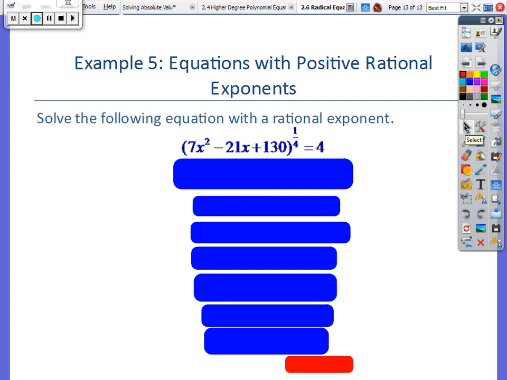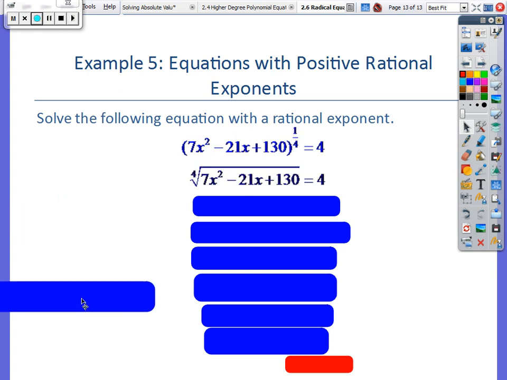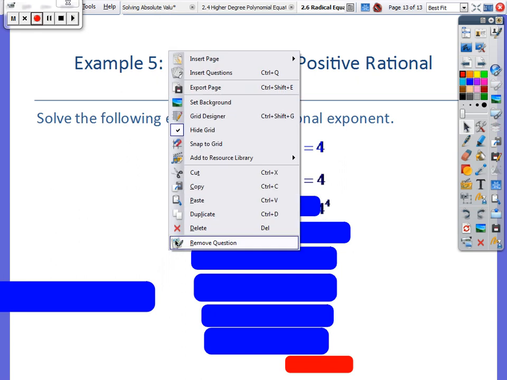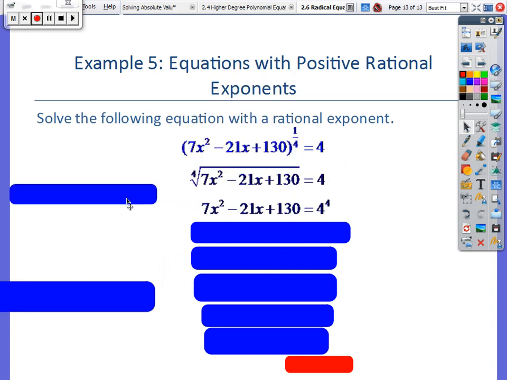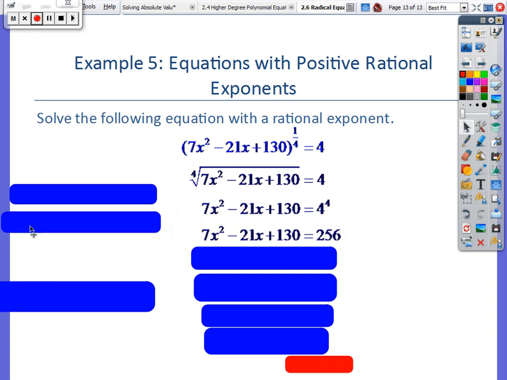So first thing we've got to do is go ahead and raise both sides to the fourth power, because really we rewrite this as the fourth root of all that. And so it's the fourth root of that whole polynomial. Okay, the radical is already isolated, so all I've got to do is peel off the fourth root. How do I undo a fourth root? We'll raise both sides to the fourth power. What is 4 to the fourth? Well, 4 to the fourth is 16 times 16, which is 256. And so 4 to the fourth is 256.